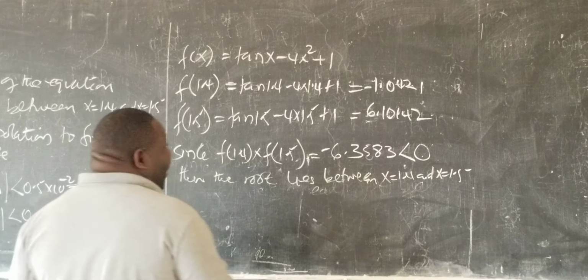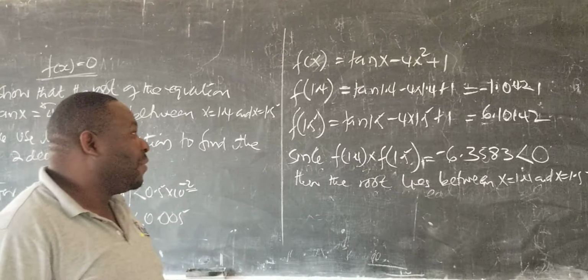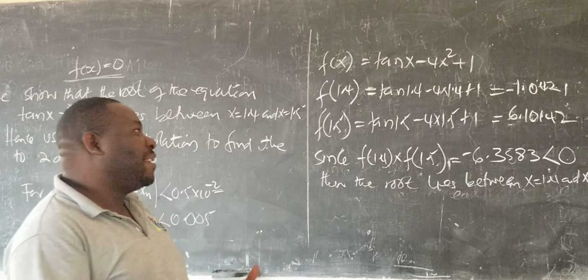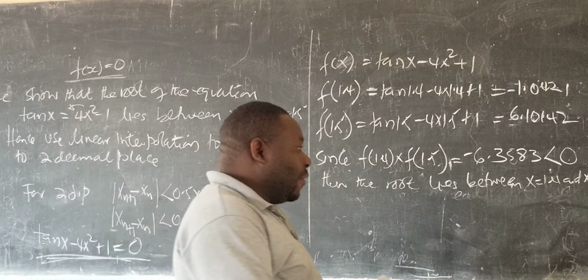You must use radians. If you don't use radians, you will get different answers. You might get both values positive or both negative, and then you would say that there is no root within that interval because there is no change of sign. But when you use radians, you get the actual answer.